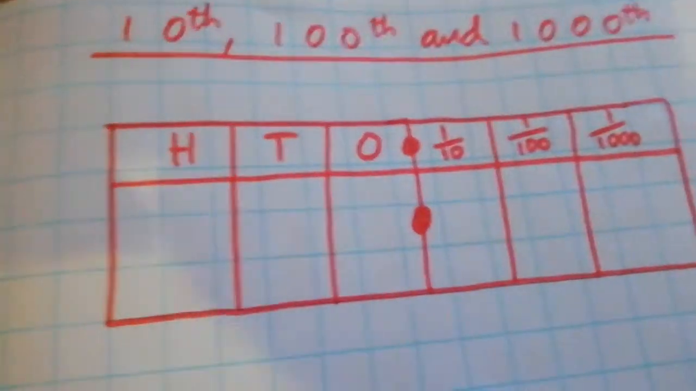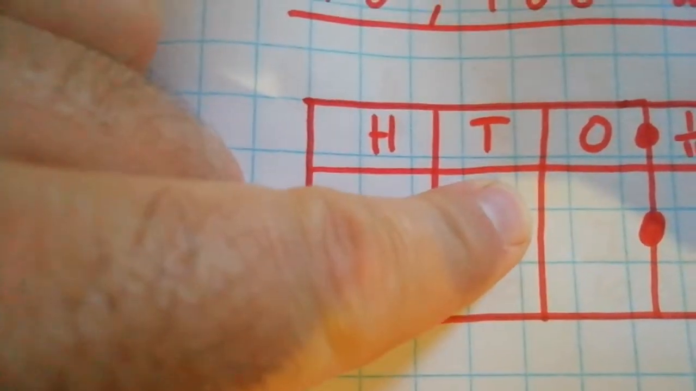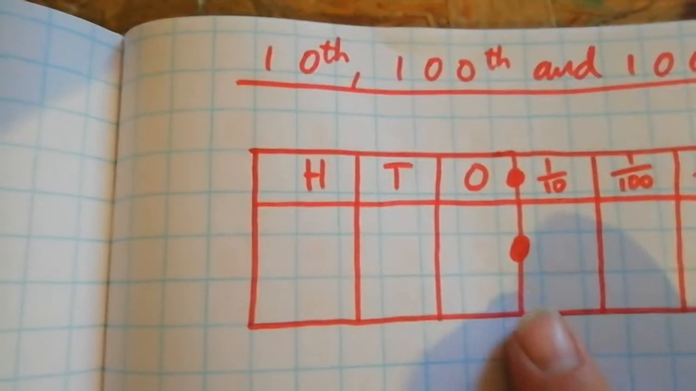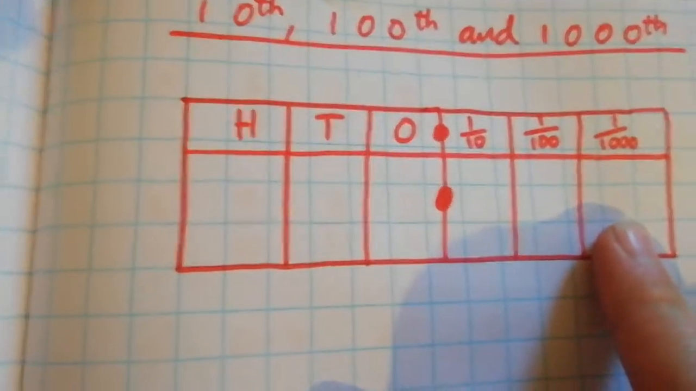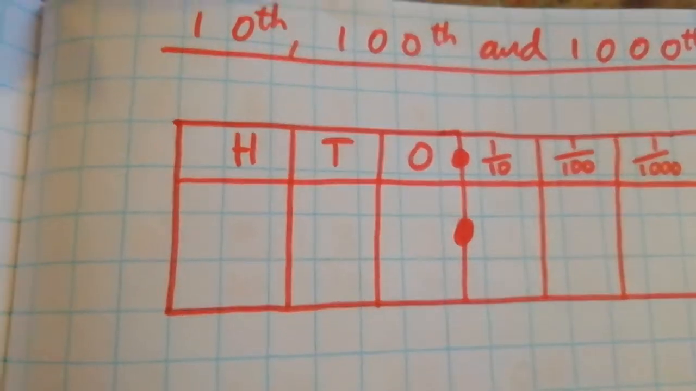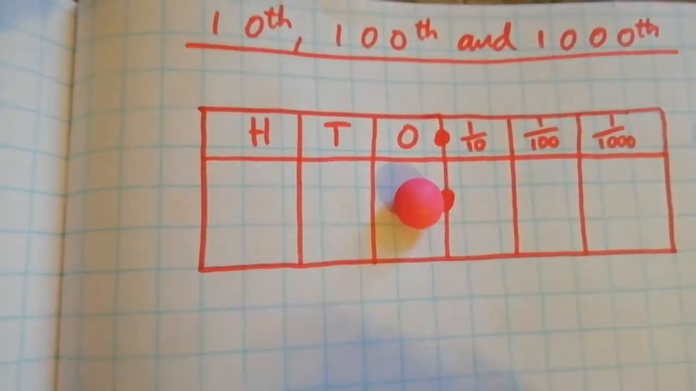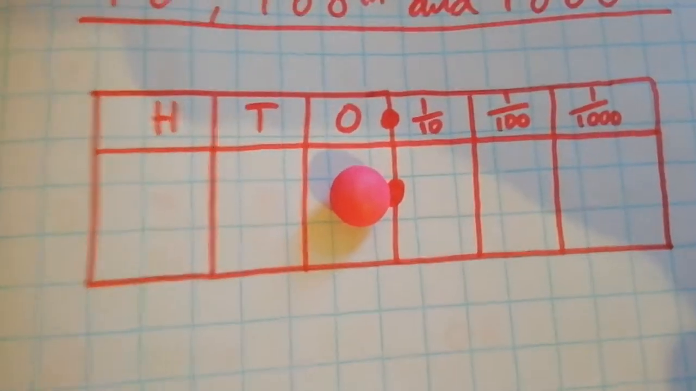So, we've got a typical grid here that we recognize with hundreds column and tens column and ones column, but we've just extended it past the decimal point into the tenths column, hundredths column, and thousandths column, right there. So, a number like this, with one bead in the ones column, is just going to be 1.